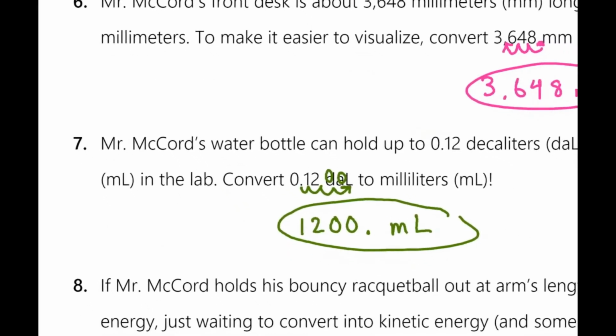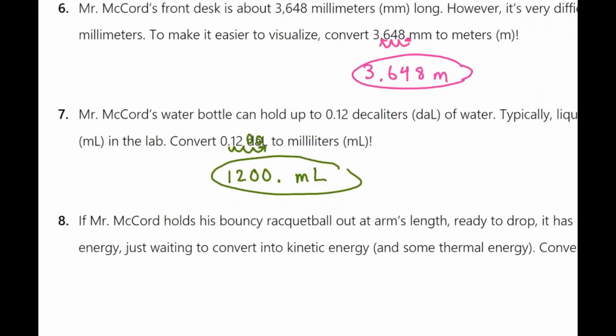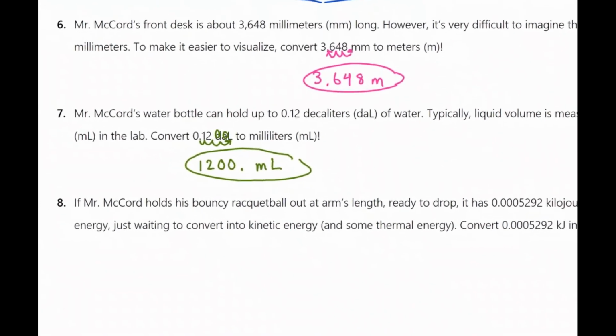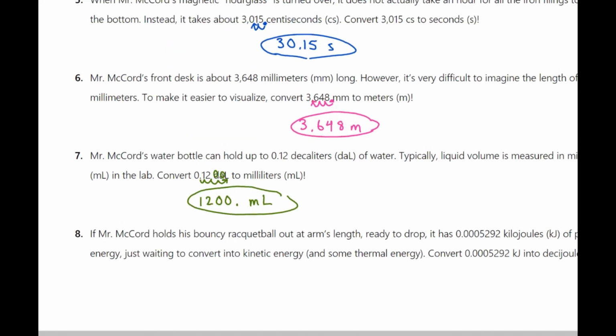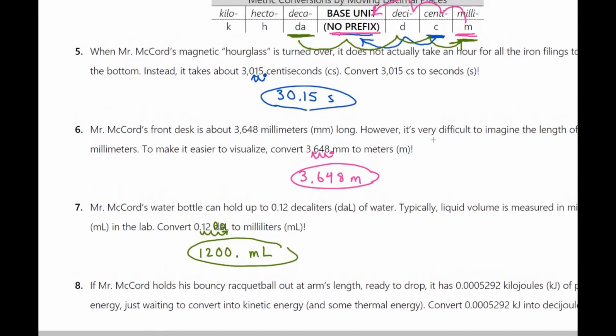All right, last one. So I've got my bouncy ball. I'm going to hold it out at arm's length, ready to drop. It has 0.0005292 kilojoules of potential energy, just waiting to convert into kinetic energy and some thermal energy. So we want to convert kilojoules into decijoules. So we're going from a prefix to a prefix again. So let's see what we have to do to get from there to there.